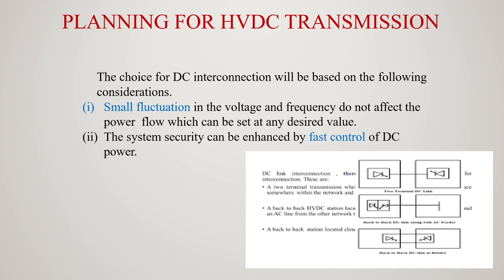First one will be small fluctuations in the voltage and frequency do not affect the power flow, which can be set at any desired value. Okay, first one is what? The choice for DC interconnection is based on the following consideration: small fluctuations in the voltage and frequency do not affect the power flow, which can be set at any desired value. Second one will be system security can be enhanced by the fast control of DC power.